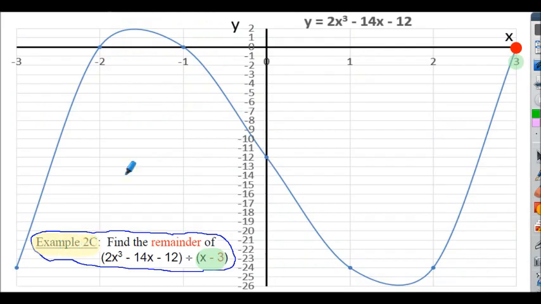Example 2c is a plot of the equation y is equal to 2x cubed minus 14x minus 12 as our dividend. And the curve shows we have a 0 value when x is equal to positive 3.